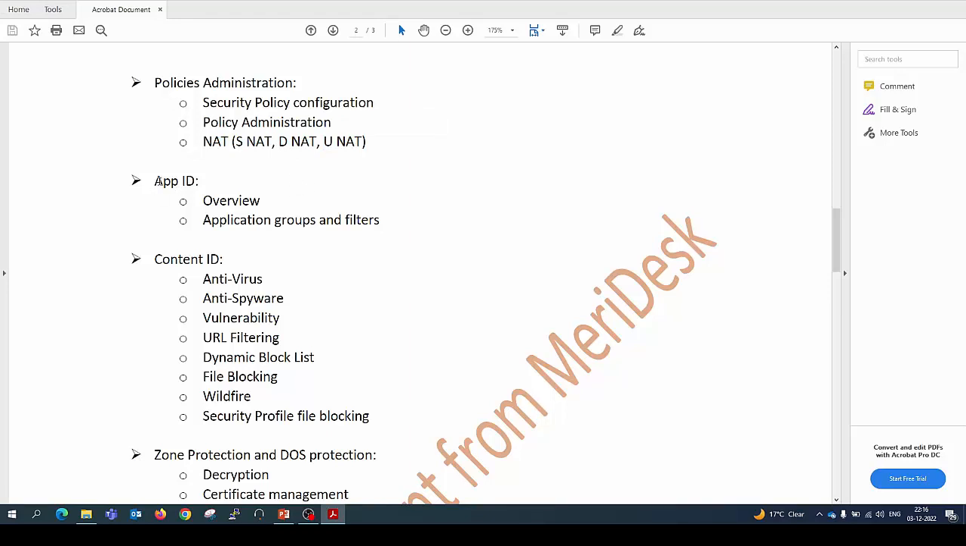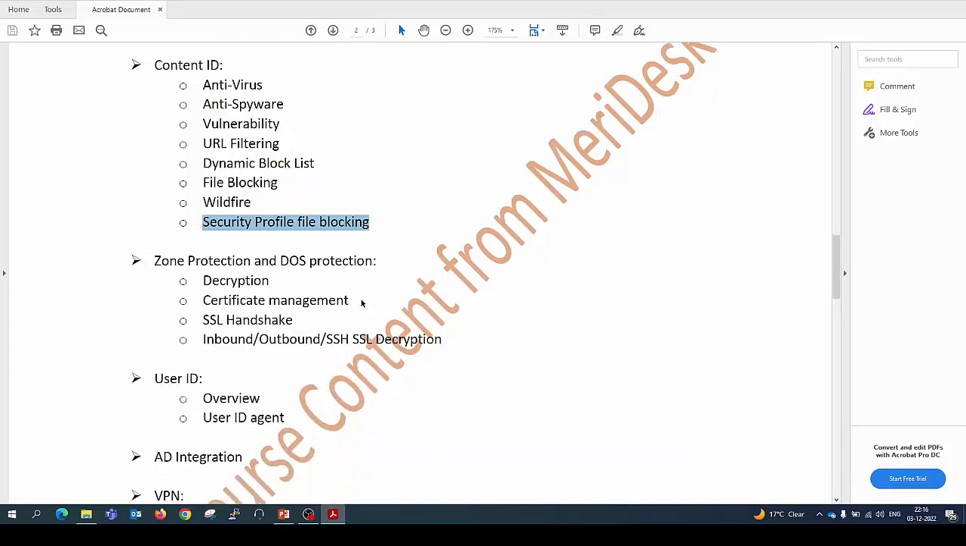Okay, then we have application ID. In the application ID, we'll discuss the overview of the application ID, application group and filters. Then we have content ID, in which we have multiple profiles like antivirus, anti-spyware, vulnerability protection, URL filtering, dynamic block list, file blocking, WildFire, security profile, file blocking. So these are the profiles. We'll discuss what are the real uses of these profiles, how you can configure them, how you can use them in your environment. All right.